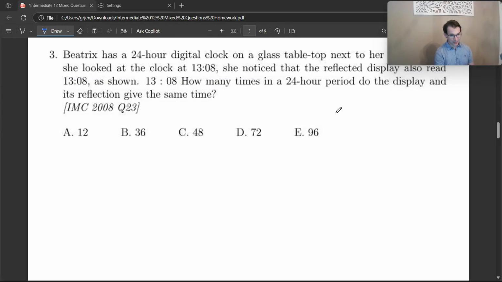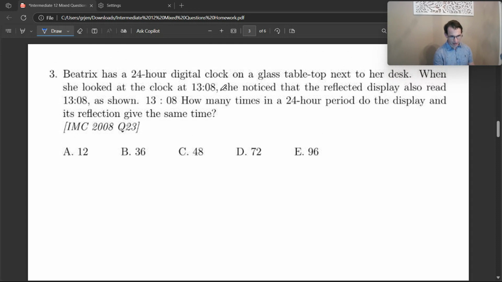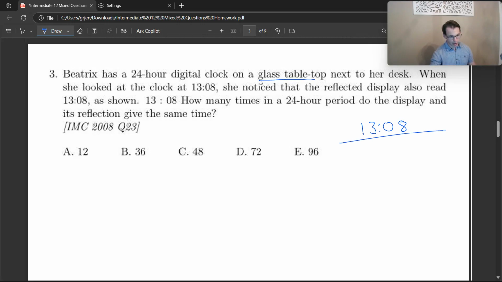Let's consider the next multiple choice question, the final one. So Beatrix has this desktop clock. It's digital, and it displays the numbers reflected in her glass tabletop. So we're very interested in things like 1308, which are both Fibonacci numbers, so they've clearly been chosen for that reason. And when they're reflected in the glass tabletop, the 1 reflects as a 1, the 3 reflects as a 3, the 0 reflects as a 0, and see how the reflection is the same.